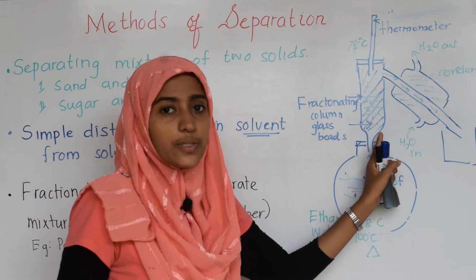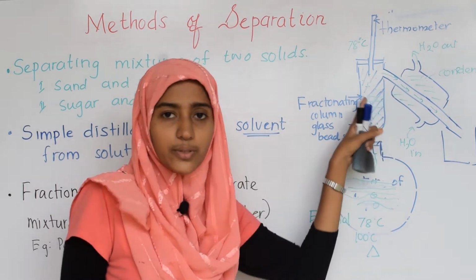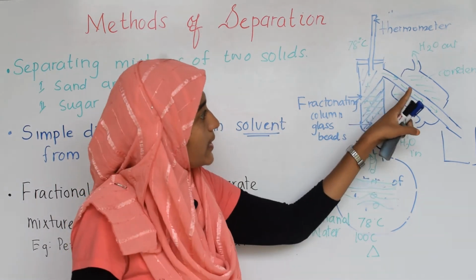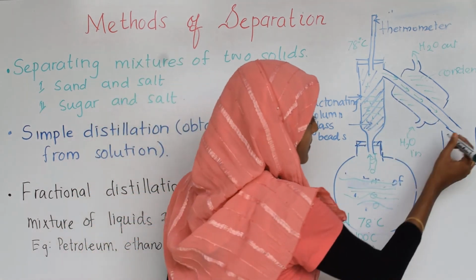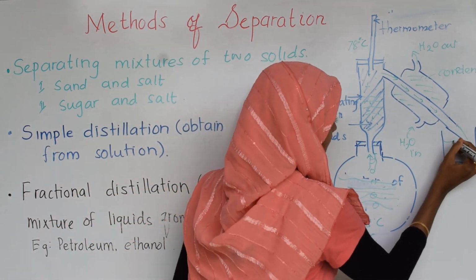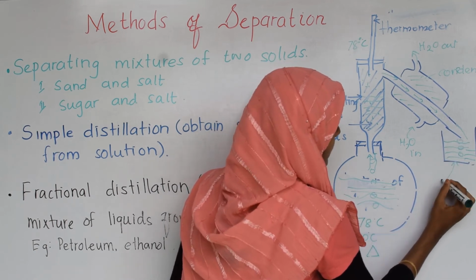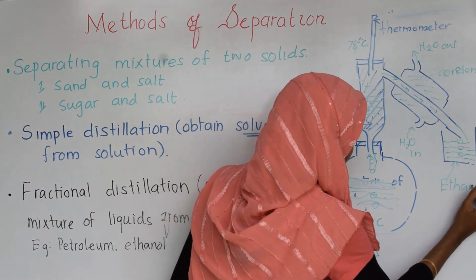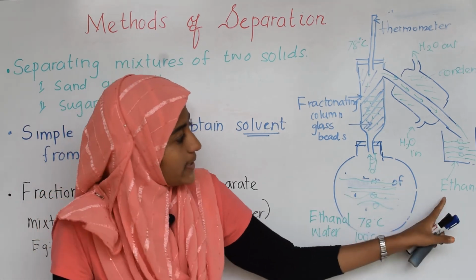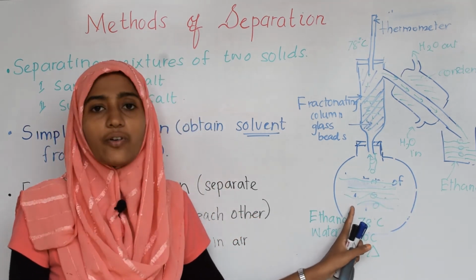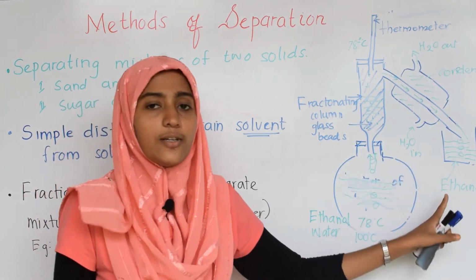The condenser will do its function. So water that goes through this will circulate around this condenser, and then the ethanol will cool down, form droplets of ethanol, and you can collect ethanol in this beaker. Right, students? Now you can see all the ethanol from this mixture of water and ethanol is collected here. So the water is left over here, ethanol is left over here.